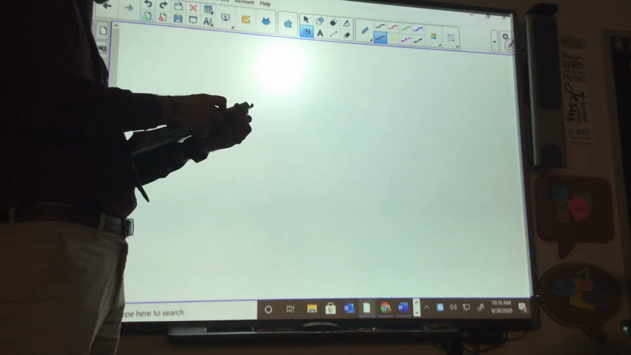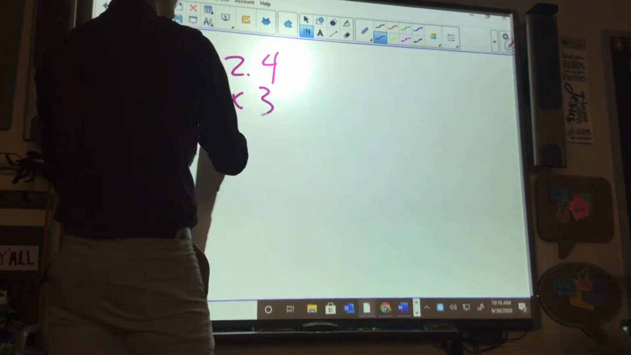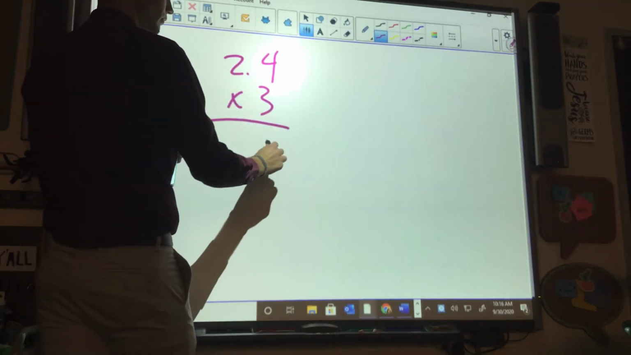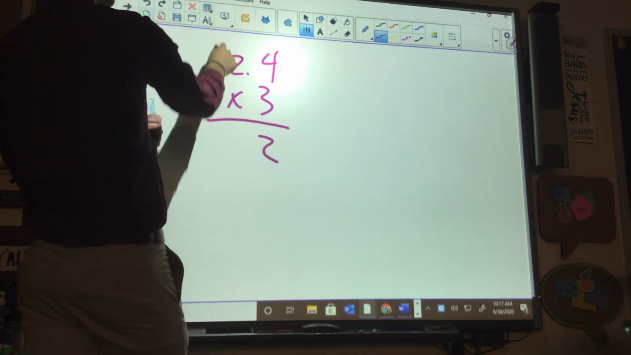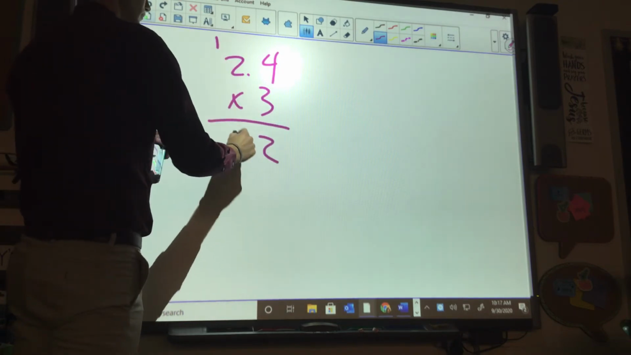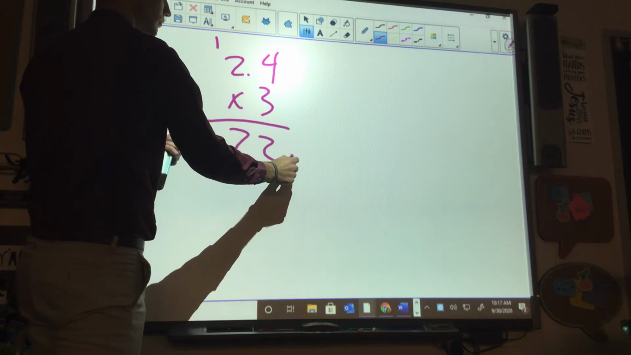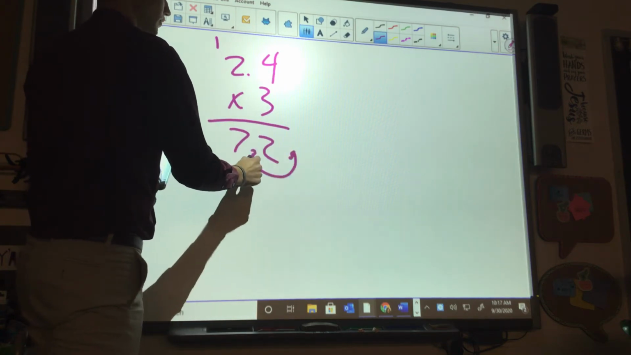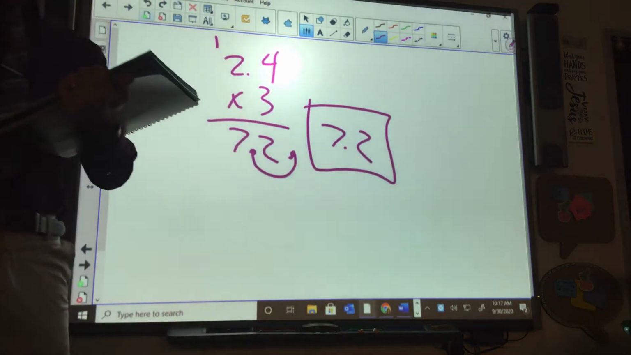If you have, let's say it's 2.4 times 3. 3 times 4 is, everyone? 12. 12, put the 1 there. 3 times 2 is? 6. Plus 1 is 7. Add the decimals back. How many decimals do we add back? 1. Final answer is 7.2 or 7 2/10.